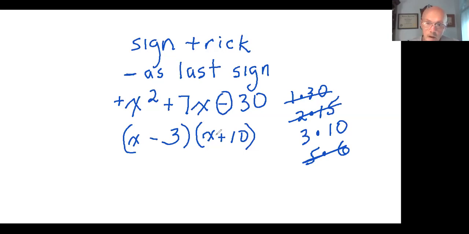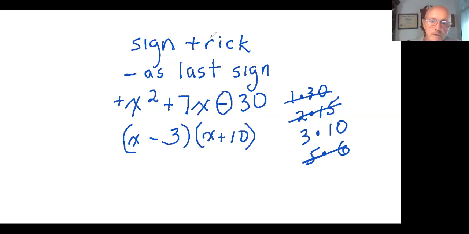All right, try that out. Multiply that all back together, and you will get back to the original problem. Guaranteed that the signs are correct. Minus at the end, you got to have two different signs. And whatever's in the middle just goes with the bigger number. That's all there is to this sign trick.